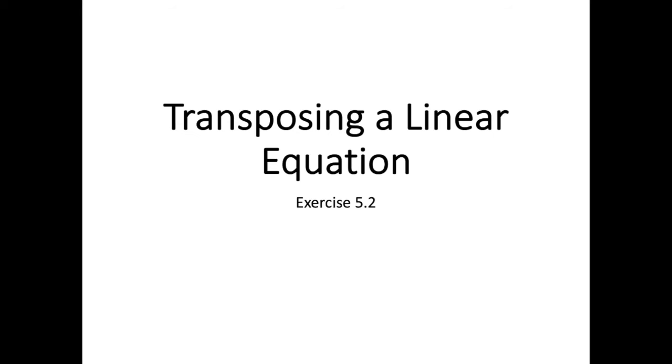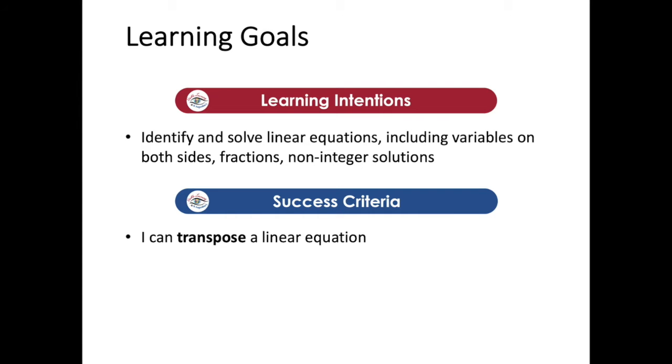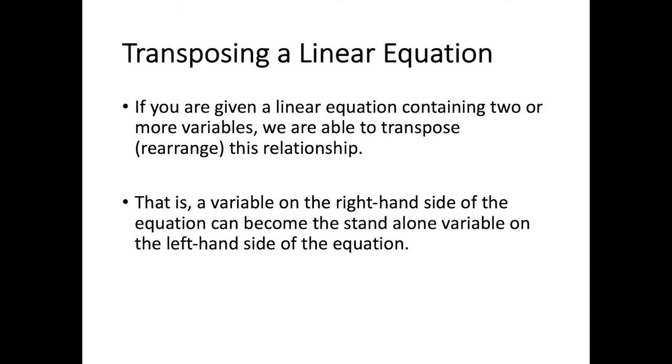Look at transposing a linear equation. And transposing a linear equation means we are rearranging that equation. So by the end of the video, our success criteria is going to be whether you can transpose a linear equation. So if you are given a linear equation containing two or more separate variables, you are able to transpose or rearrange that relationship to form a new equation.